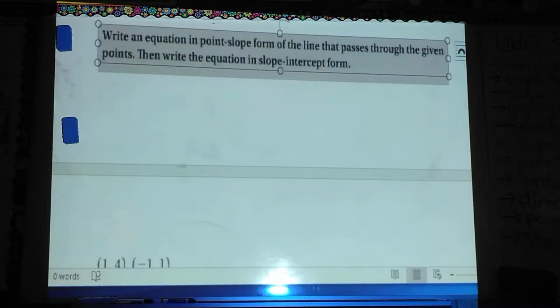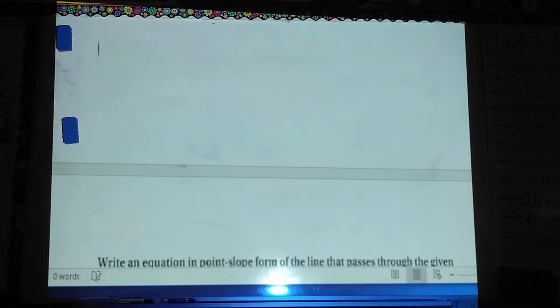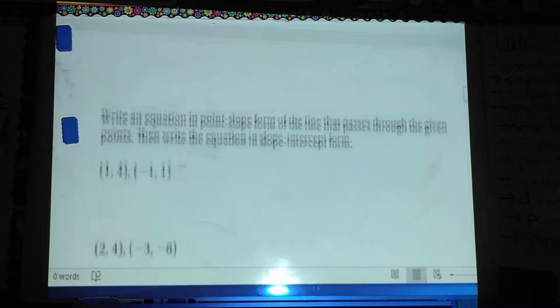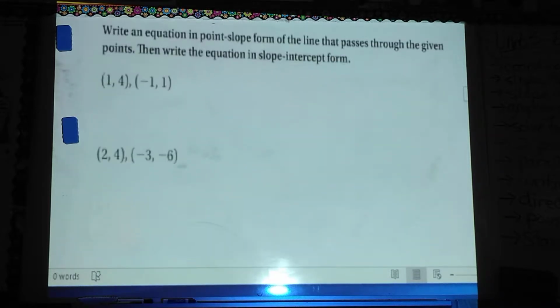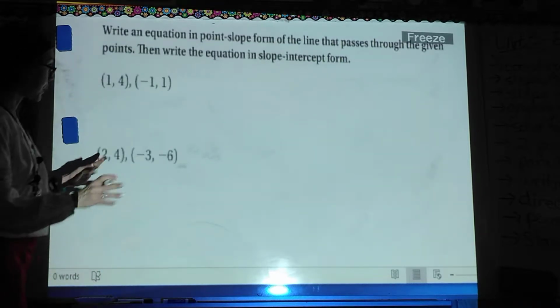Let me see if I can, let me just move this down. There it is. So we can put it all on one page. There we go. Okay, so let me freeze it. Okay. Last part of the lesson.